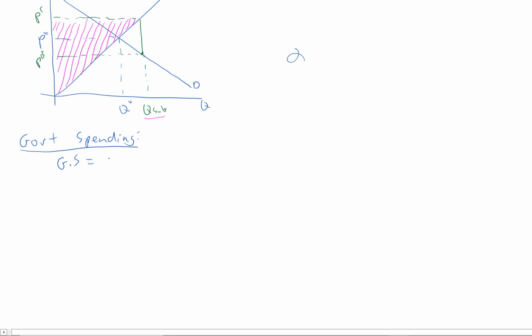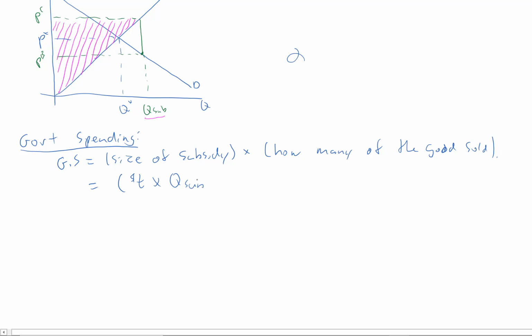is going to be equal to, let's just write it out in words, the size of the subsidy times how many of the good are sold. So in this case, that's going to equal the size of the subsidy, T dollars, $2 or whatever, this question just left it very general, times Q sub, since this is the amount that we've decided is exchanged on the market. I'll just use that graph above to remind you.